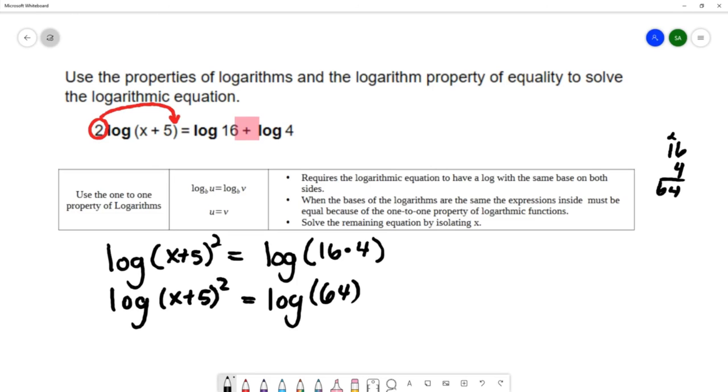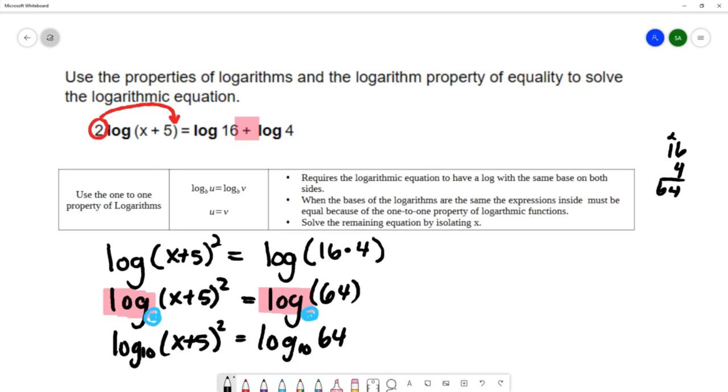So now we've written this equation with a log of the same base on each side. Take a second to see if you can remember what base is being used for these logs when we don't specify. When we don't specify, that means we have a base of 10. So this actually means log base 10 of (x plus 5) squared equals log base 10 of 64. So we're able to now use that property of equality and say that (x plus 5) squared equals 64. We can make an equation out of the expressions inside the logs. So now we'll continue to solve.